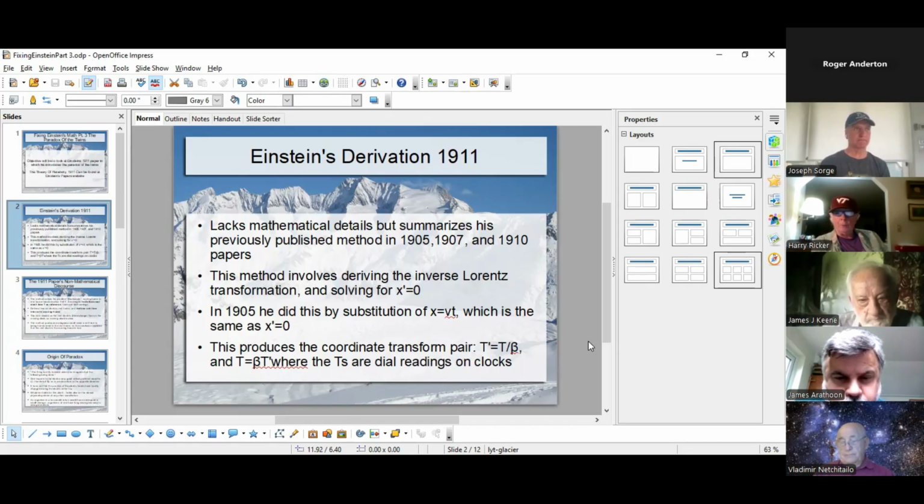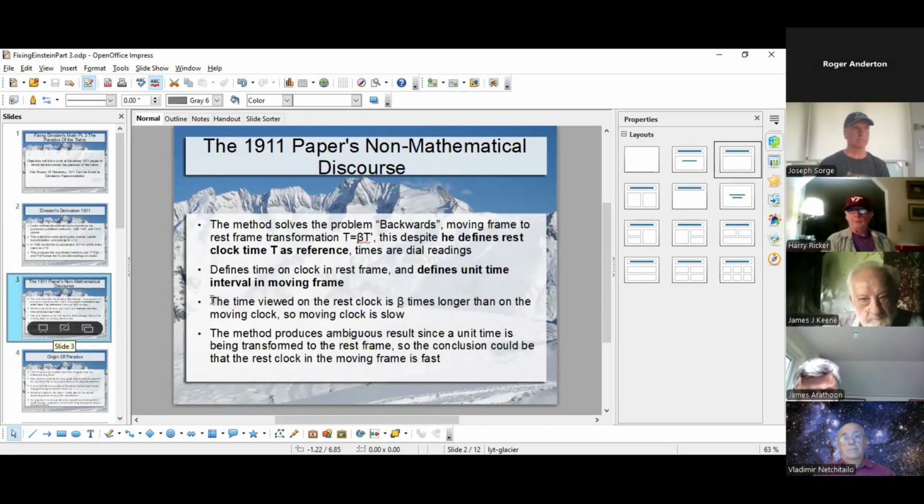And so then you get this coordinate transform pair, t prime equals t divided by beta, which says that the number of seconds recorded on the moving clock is less than the number of seconds recorded on the rest clock. And then you have the inverse of that, which is that the number of seconds recorded on the rest clock is greater than the number of seconds recorded on the moving clock. And these are dial readings. Because they're dial readings, we know that they're coordinate transformations. Again, he's solving the problem backwards from the moving frame to the rest frame.